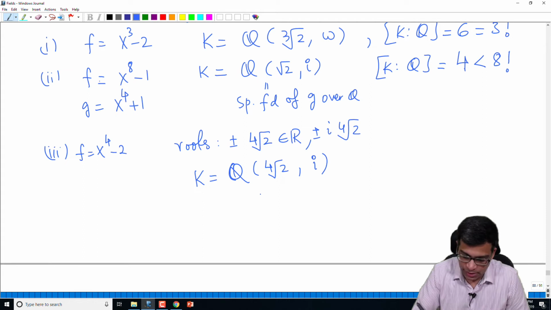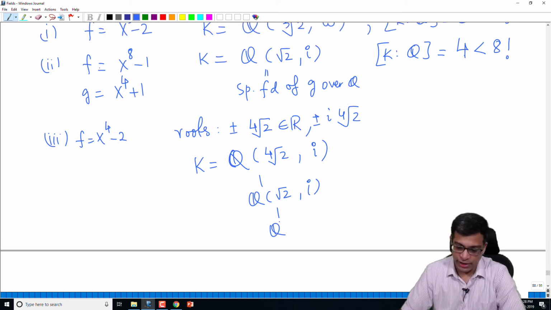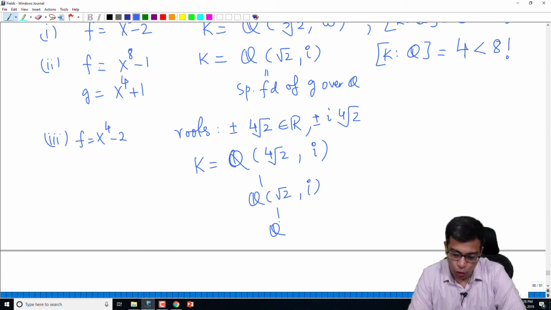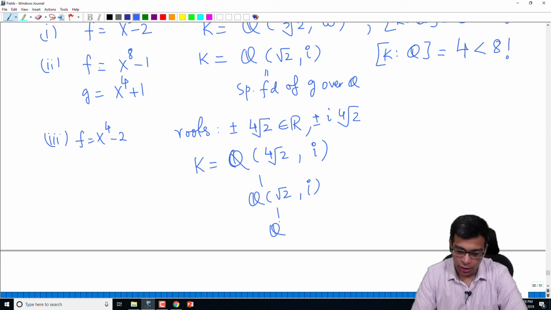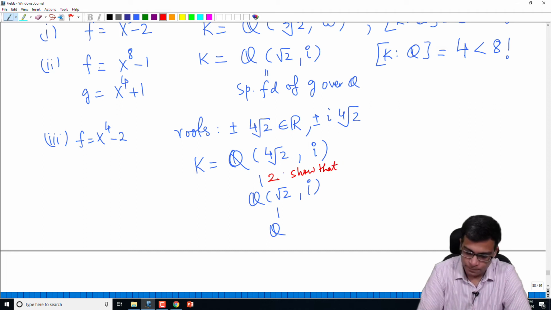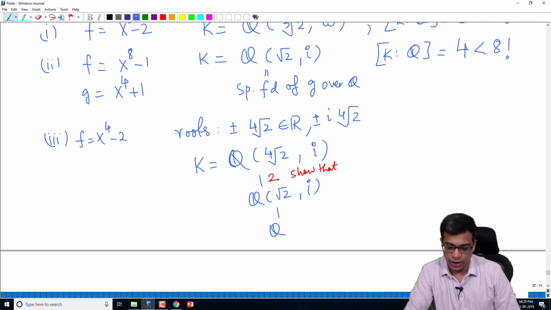So this, if you think for a minute, is actually an extension of Q(root 2, root i), because i is already there, and here you are adding a square root of something that's already here. Fourth root of 2 is nothing but square root of root 2. So an exercise for you is to show that this is 2. Very easy exercise, right? Because really i is already there in both fields.